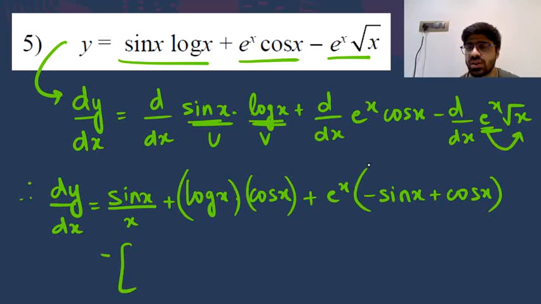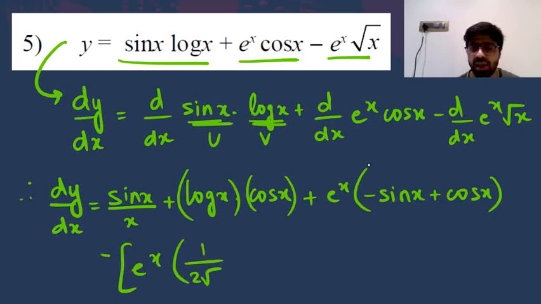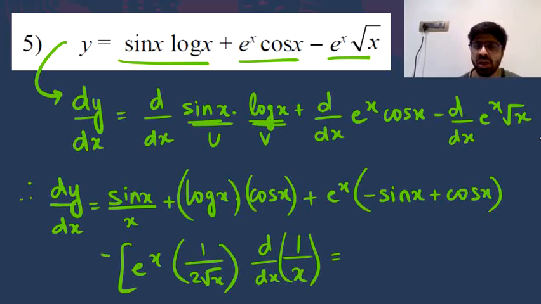So it will be e power x into derivative of root x, that is e power x into 1 upon 2 root x. I hope you have memorized the derivative of root x. The derivative of root x was 1 upon 2 root x. You can get it by that very formula of x power n. And also I had mentioned in the previous video that you should remember the derivative of 1 upon x also. That is d by dx of 1 upon x. By that x power n rule only, this will be equal to minus 1 upon x square.